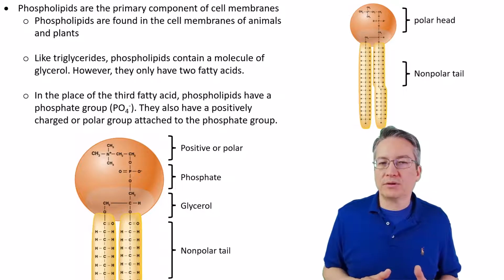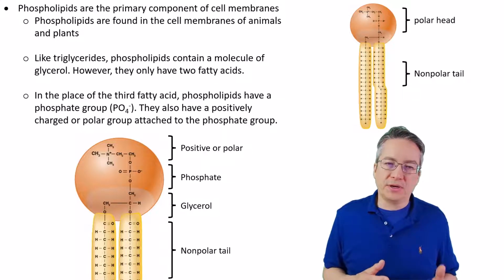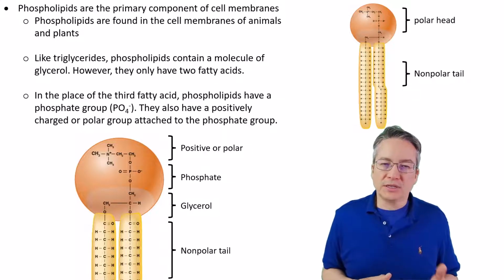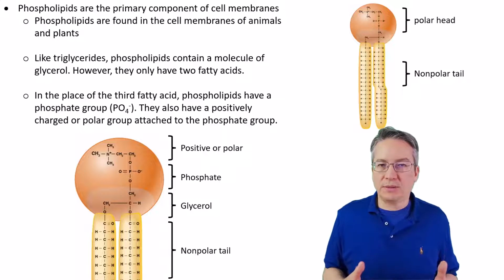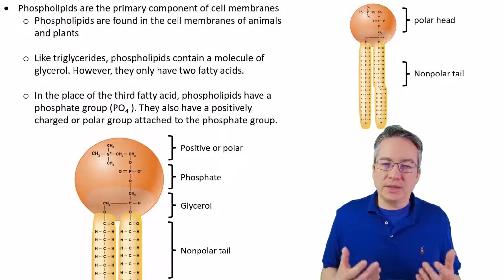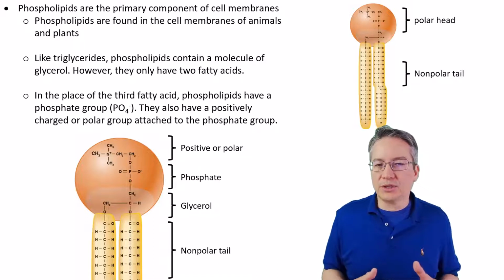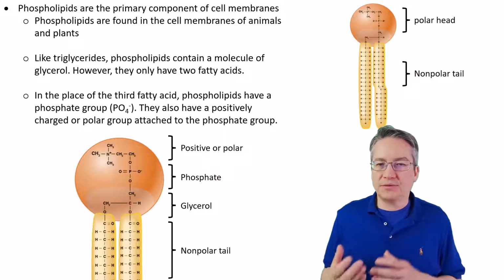In the place of the 3rd fatty acid, phospholipids have a phosphate group, which is a phosphorus atom covalently bonded to 4 oxygen atoms. So the chemical formula is PO4 minus. They also have a positively charged or polar group attached to this phosphate group.